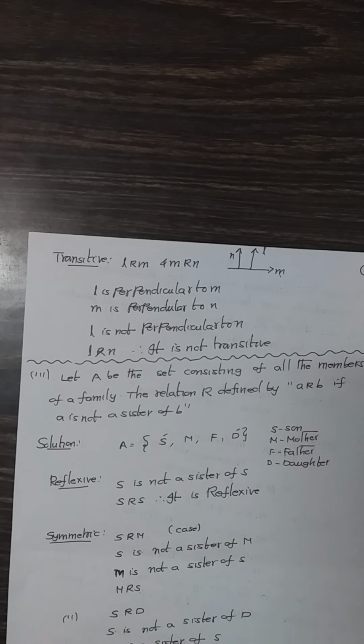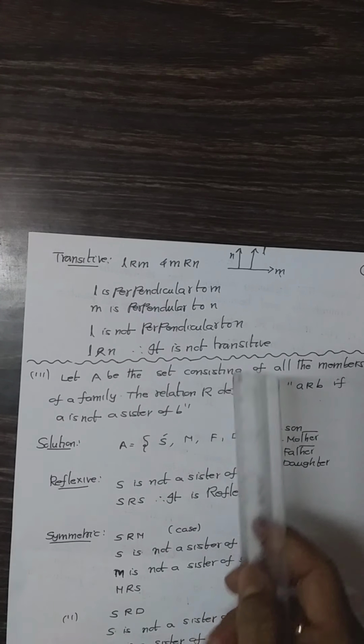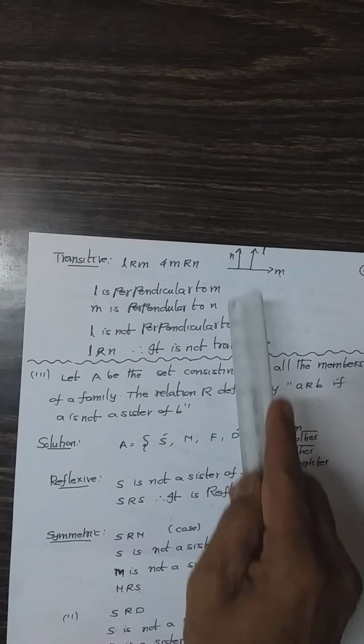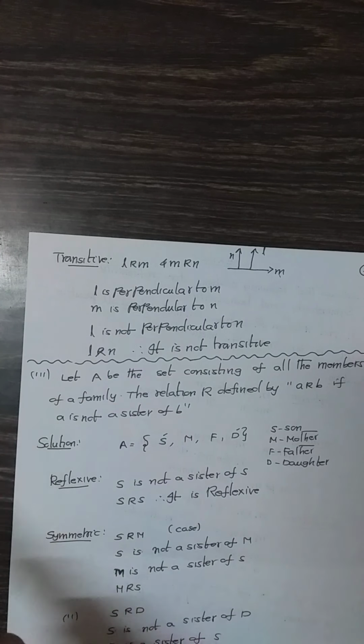So students, don't get confused. You remember: relation, statement, statement, relation. Even for symmetric, same thing. Relation, statement, statement, relation. Last, conclusion. This is the way you should remember. But the given statement is very, very important.